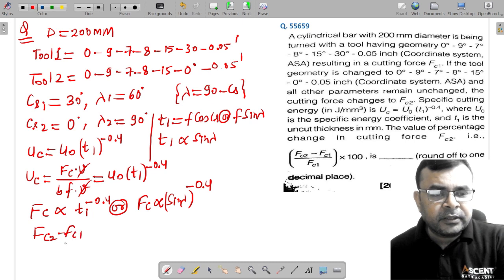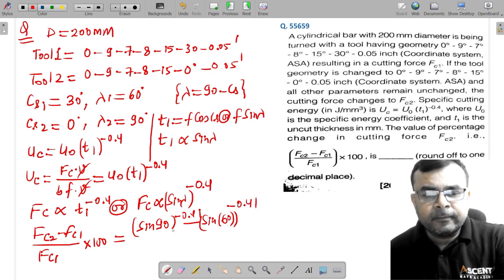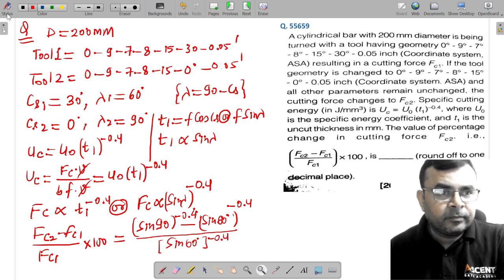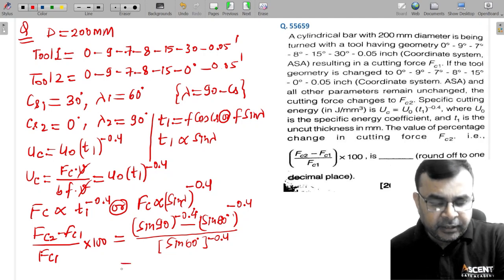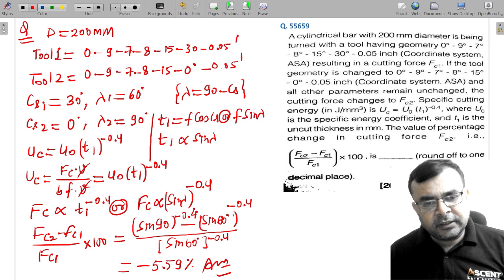(FC2 minus FC1) over FC1 into 100 can be written as (sin 90 whole to the power minus 0.4 minus sin 60 whole to the power minus 0.4) over (sin 60 degree whole to the power minus 0.4). So if you simplify this, then here I am getting minus 5.59 percentage, and this is the right answer.